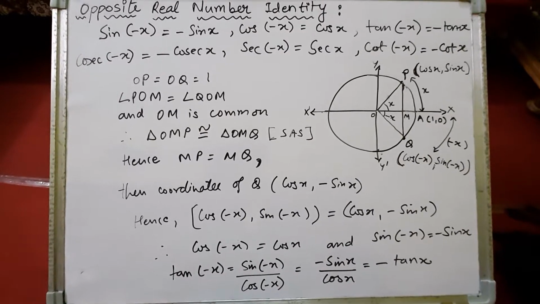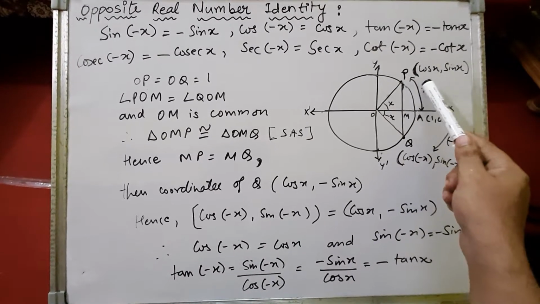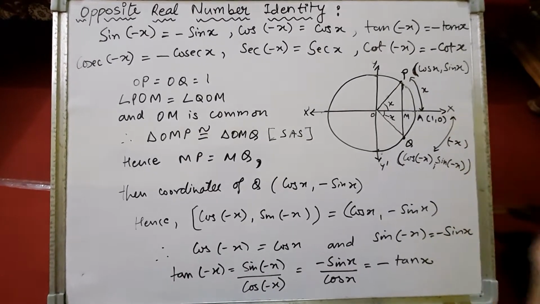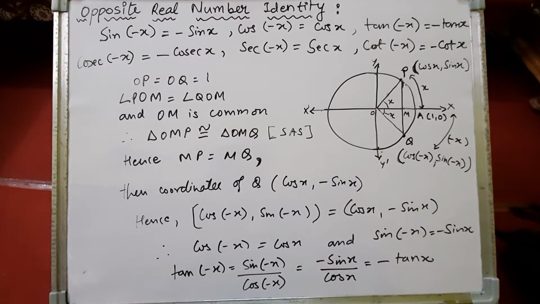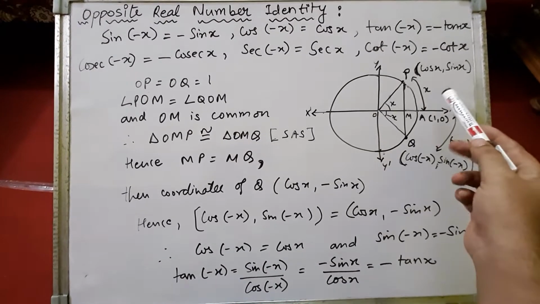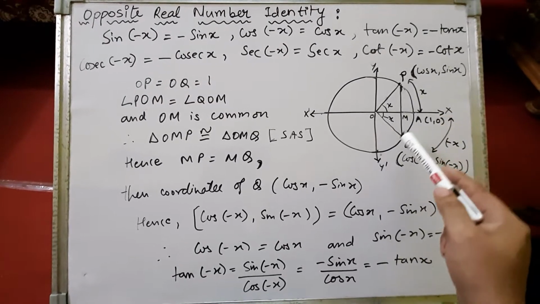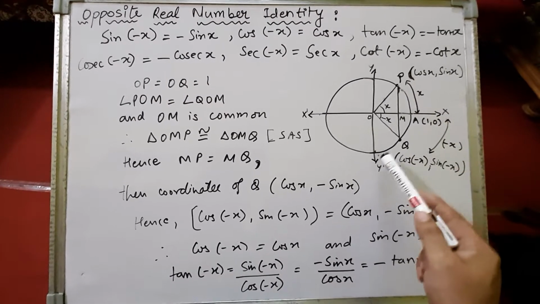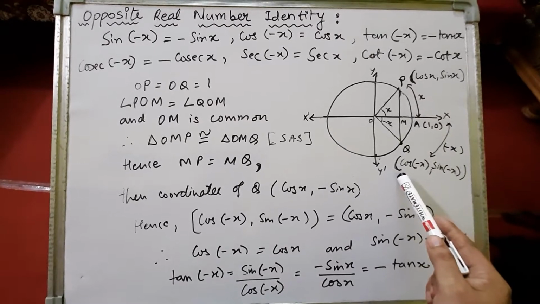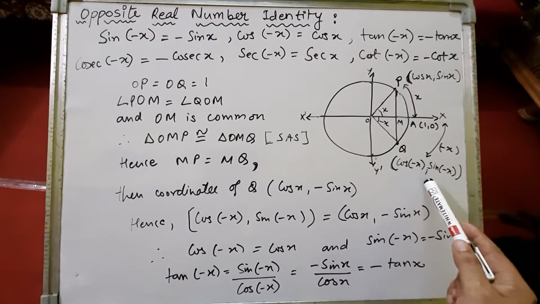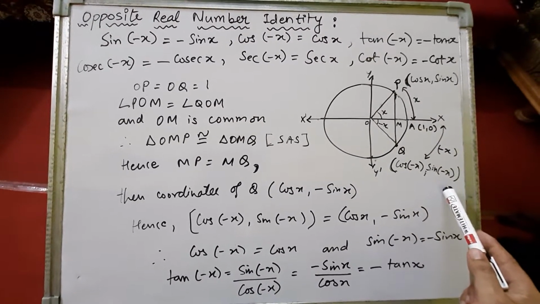Right children? Now let's see. The coordinates of P will be cos x, sin x. Right. The coordinates of P will be cos x comma sin x. And if we move in the clockwise direction, the coordinates of Q will be cos of minus x and sin of minus x. Right.